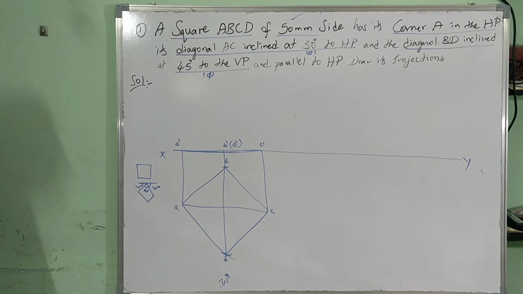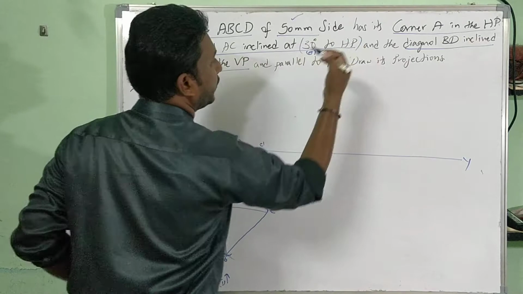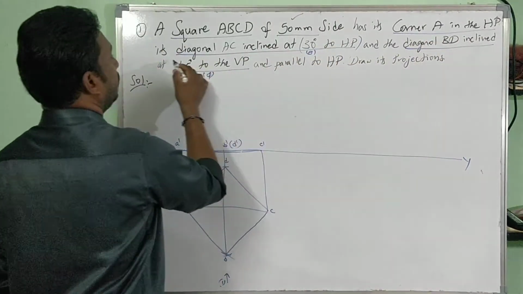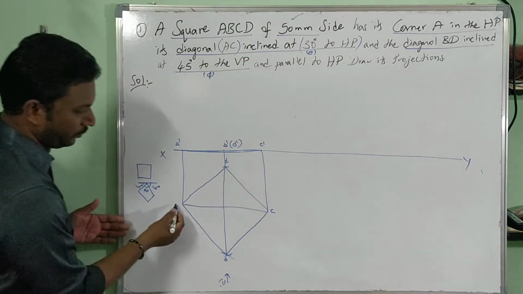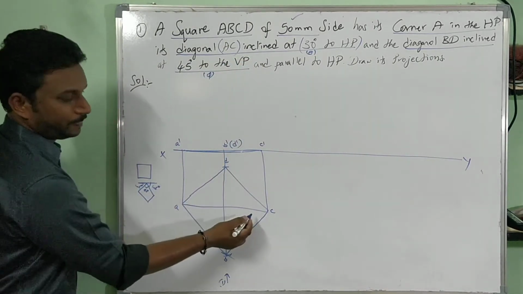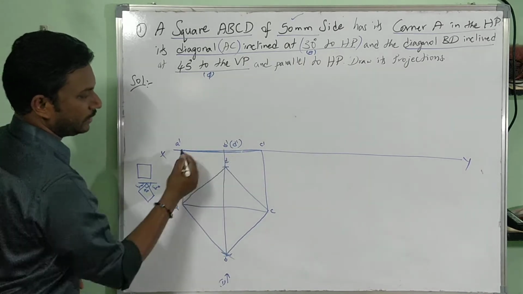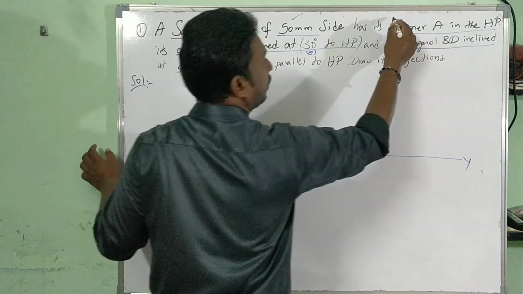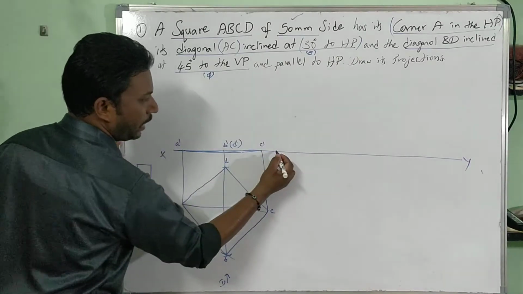Now coming to the next step, considering one angle. What is that angle? 30 degrees to HP. What should be 30 degrees? It's diagonal AC. Diagonal AC, right? If you can see AC, diagonal in top view, when you come to front view, you can see AC, which is on XY. Now satisfying the condition, corner A in the HP. Corner A, this is nothing but A.